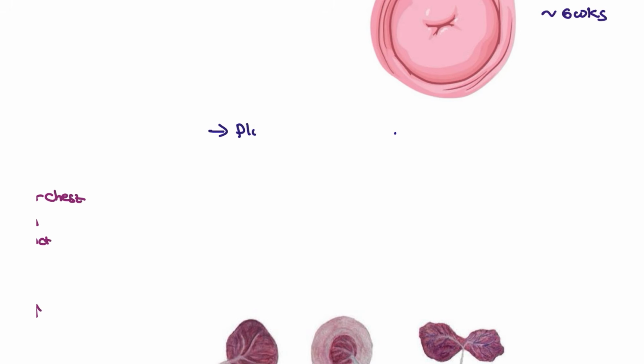So let's learn about the placenta. The placenta is formed to help increase the chances of maintaining the oxygen and the carbon dioxide. This is the first and main function that has to be maintained between the mother and the baby, right? And what is the shape of the placenta? It is in the discoid shape.